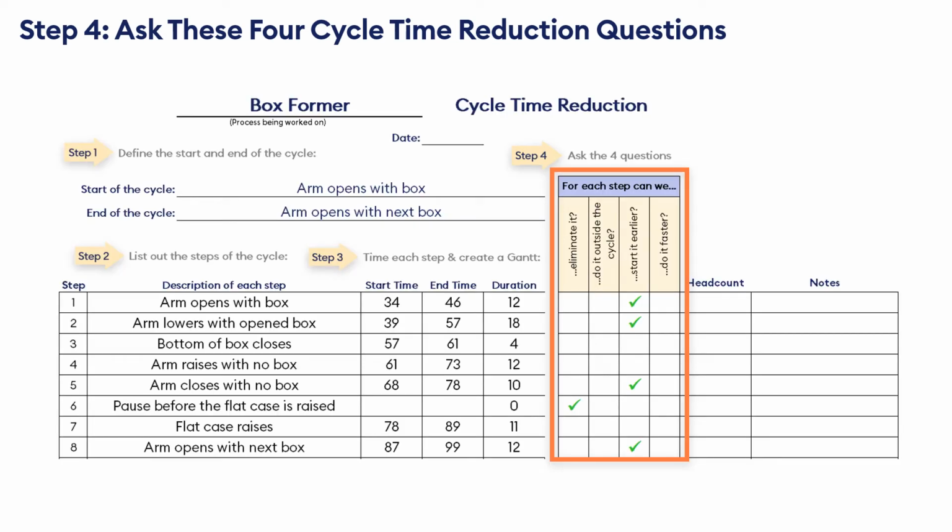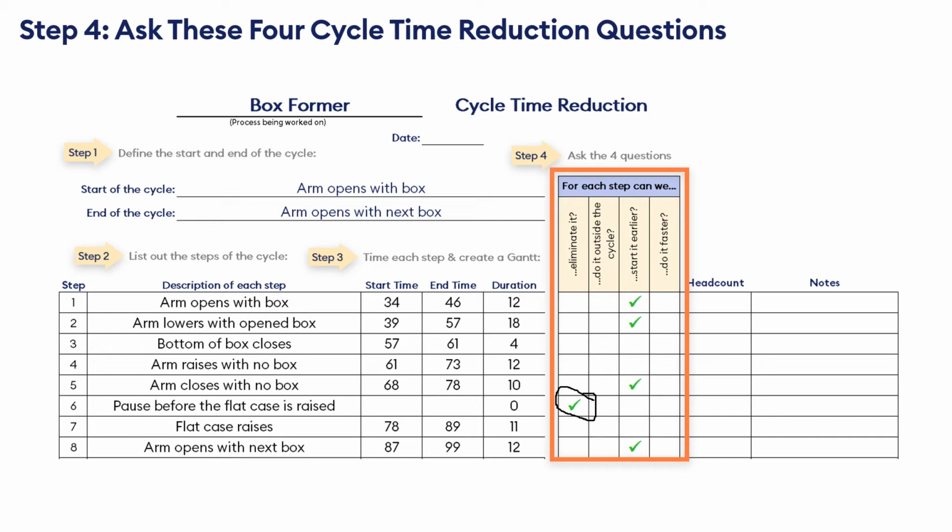Now, returning to our Boxformer, the operations team identified several opportunities that they deemed were valuable in shortening the cycle and could be implemented quickly and safely. The first is this opportunity here, which was to eliminate the pause that occurs between when the arm rotates back to its closed position and when the next flat box is pushed up into the clips.